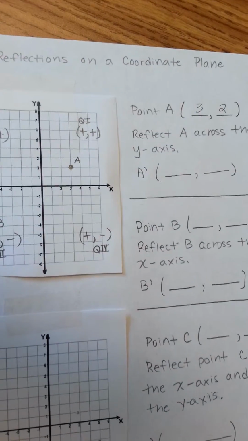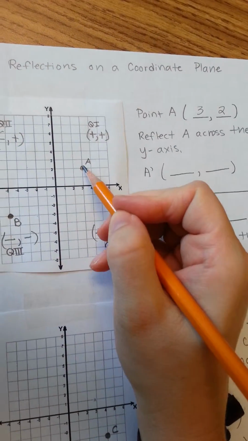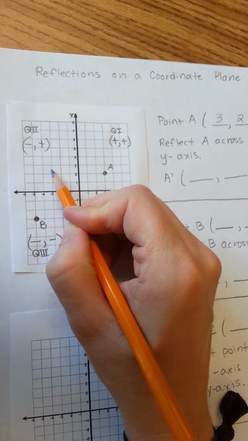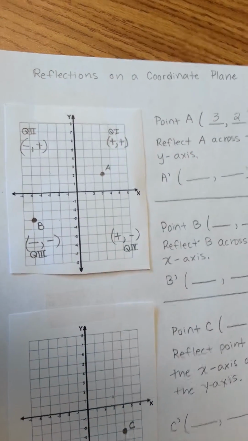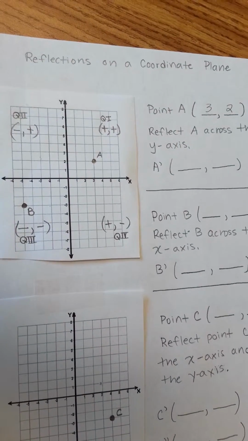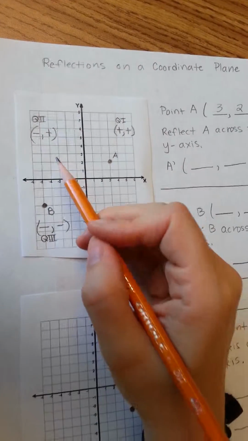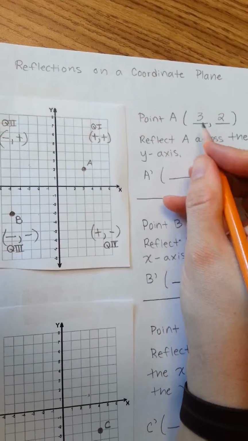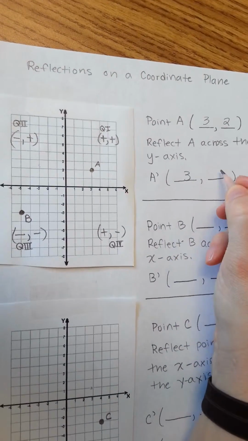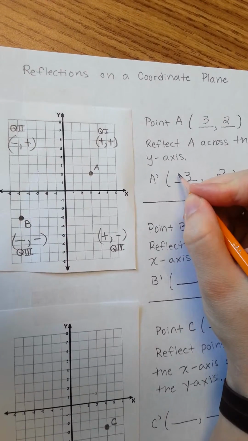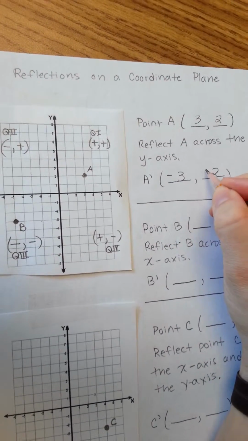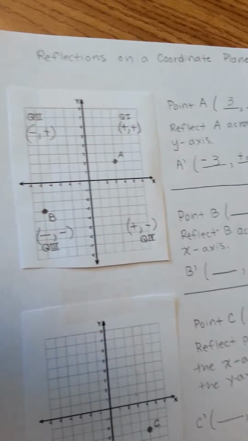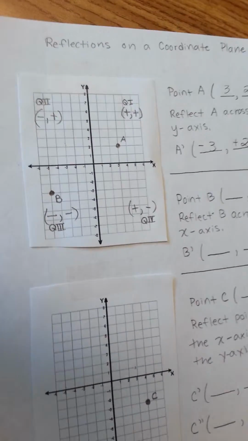So, if I know I'm reflecting A across the y-axis and I hop over the y-axis, I'm ending up in quadrant 2. Quadrant 2 is going to be a negative and then a positive. So, I can use these same numbers, except now they will become negative and positive. Let's check and see if that's true. Negative 3, positive 2.